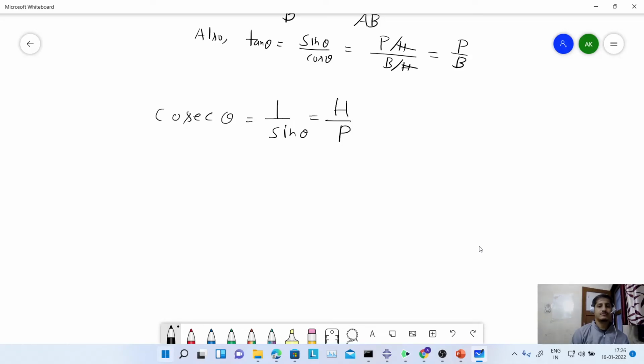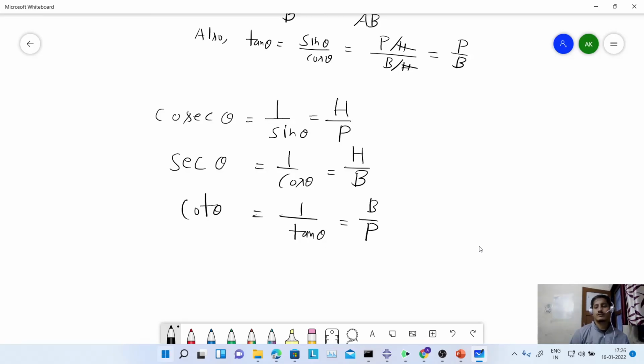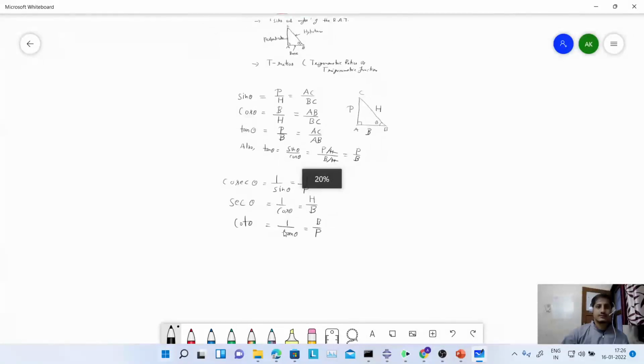Similarly, what is the inverse of cos theta? It is the secant theta, and it is 1 upon cosine theta. This is H upon B. You can also see above. And next is cot theta. So cot theta is the inverse of tan theta. Base upon perpendicular. So these are the six trigonometric ratios.